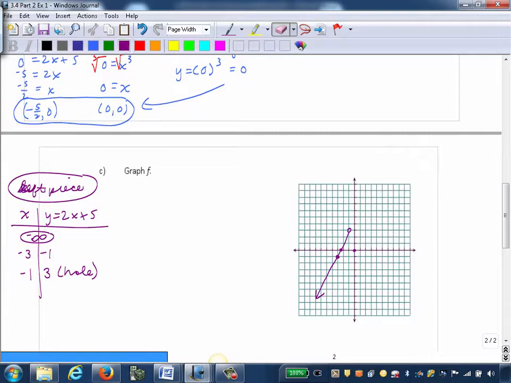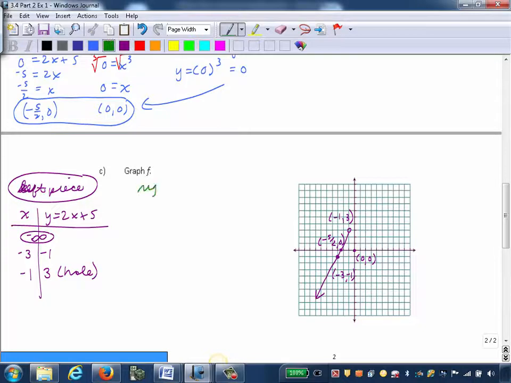We do want to label all the ordered pairs. On tests and quizzes, I can give you partial credit if applicable, and I can read these clearly. So there's negative 3, negative 1. This was an intercept, negative 5 halves, 0. Here we go through the origin, 0, 0. And up at this hole, it was negative 1, 3. So there's my left piece.